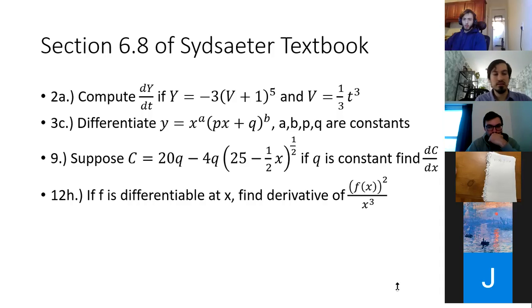Okay, yeah. So I originally did it the chain rule way, which is -15 (v plus 1) to the 4th times t squared, and I just left it like that. Yeah, that's fine. You guys see how we got that?